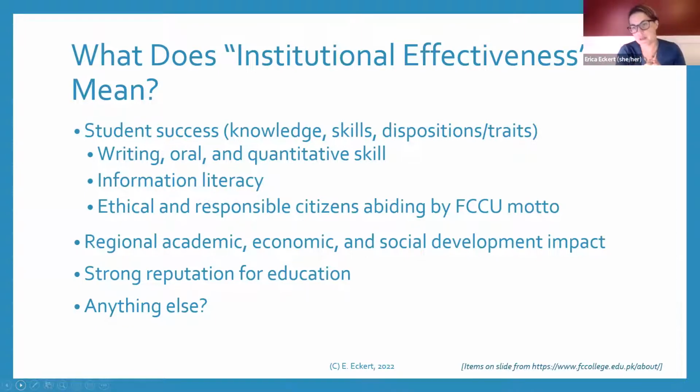The other things that I saw on your website was a focus on regional academic, economic, and social development impact. And so while those may happen through your students, they may happen because your students are good students and graduate and become very successful, that may also refer to the activities of your institutions in serving the local community. And so if that's providing programming or economic support, social programs, that can be part of your institutional effectiveness planning. And also I saw that you're very interested in making sure that you have a strong reputation for education. That can also be part of your institutional effectiveness picture.